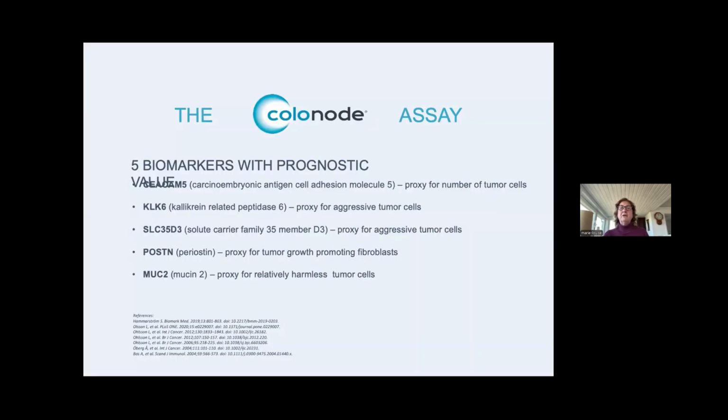The ColoNode assay is made up of 5 biomarkers with prognostic value. This is CEACAM5, a proxy for number of tumor cells. KLK6, a proxy for aggressive tumor cells. SLC35D3, a proxy for aggressive tumor cells, also that one. POSTN, a proxy for tumor growth promoting fibroblasts. And MUC2, a proxy for relatively harmless tumor cells.